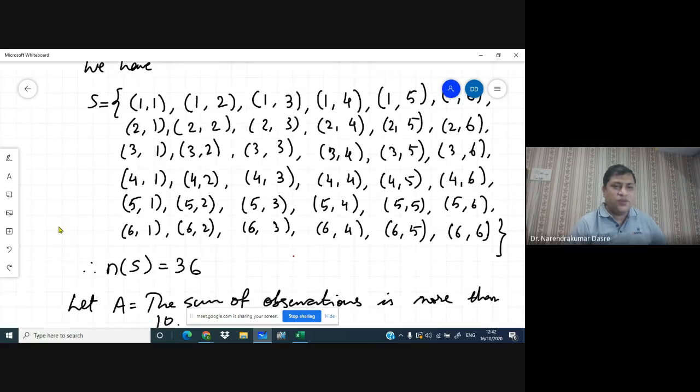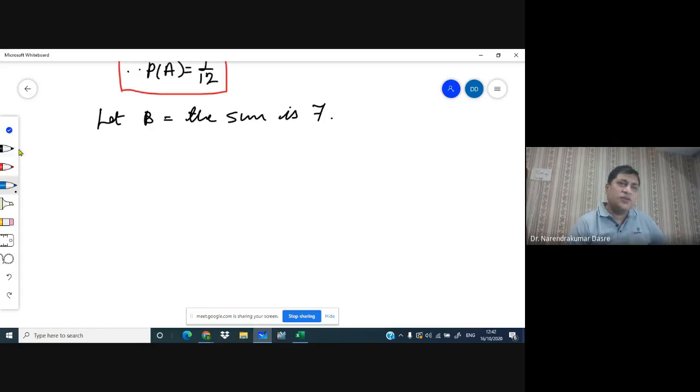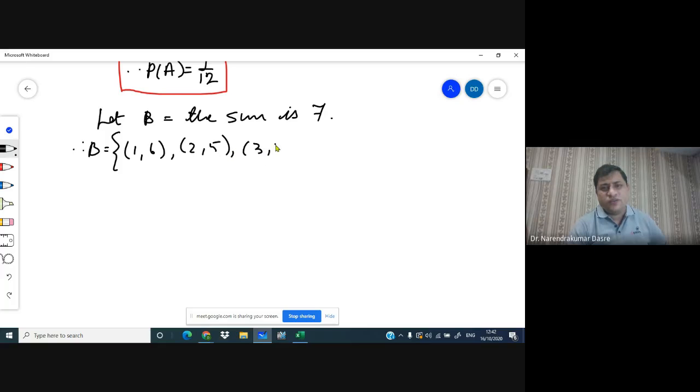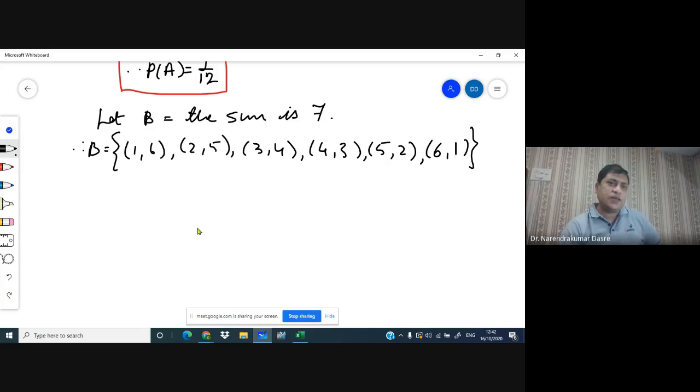Now we'll write the points in B. So we have the event B as (1,6), (2,5), (3,4), (4,3), (5,2) and (6,1). So these are the observations. Remember that (6,1) and (1,6) are different, so we have to consider this in another way. (1,6) is different from (6,1), so we have to be careful.